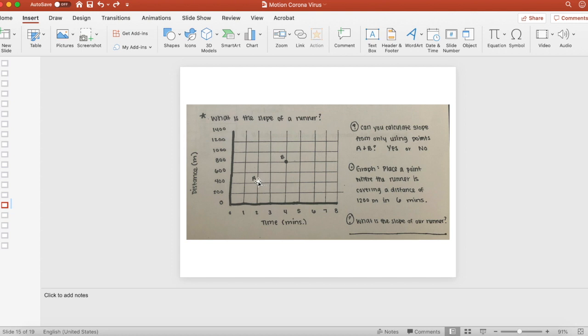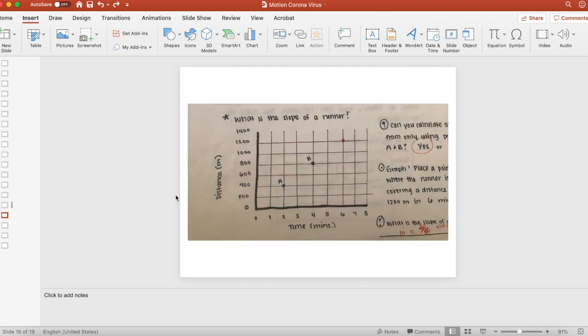the rise from 400 to 800 is what? 400. How do you find that? Well, you take 800 minus 400 and you get 400. So the rise is 400 meters over how long did it take them? So from here to here, you had to go over 1, 2. You had to go over 2 minutes. So the slope of our runner should be m equals 400 m divided by 2 minutes, or over 2 minutes.